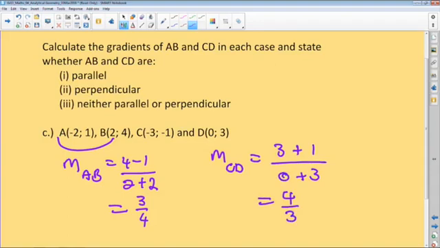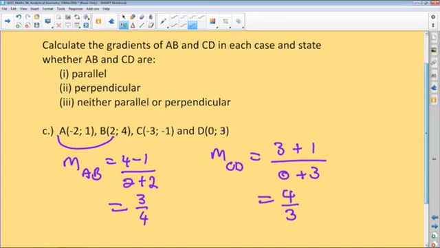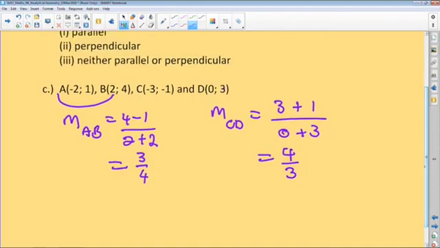Okay, so let's just check. This is 3 plus 1 over 0 plus 3. So you get 4 over 3, and then on the other side, you've got 3 over 4. Now, let's just check. Are these lines parallel, perpendicular, or neither? Condition number 1, if parallel, they share the same gradient. Okay, 3 over 4 is not the same as 4 over 3.